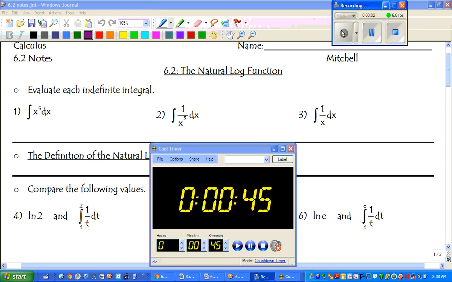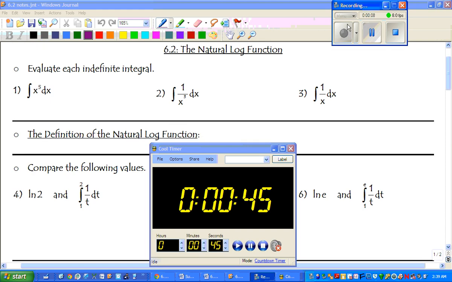All right, today we're going to talk about the natural log function and how to take the derivative of that. Before we learn about the derivative, I want you to go ahead and try problems 1, 2, and 3 on your own, and I'm going to give you about 45 seconds to do that.